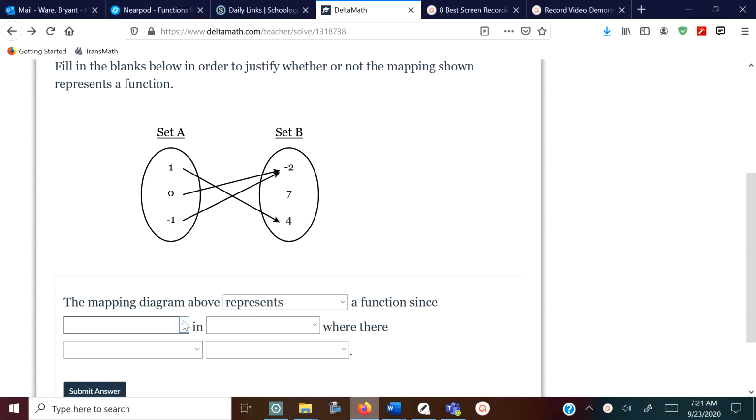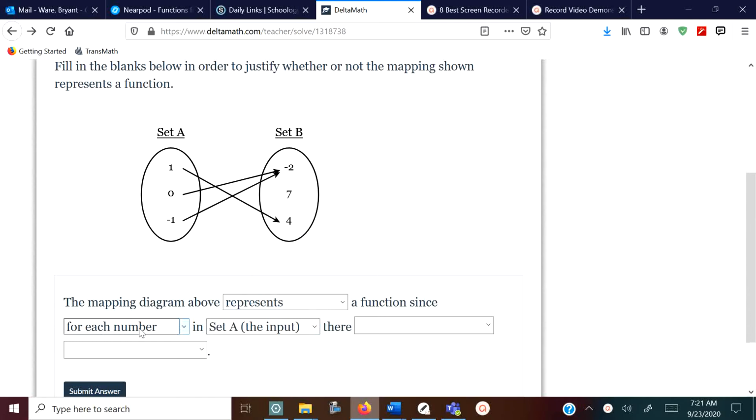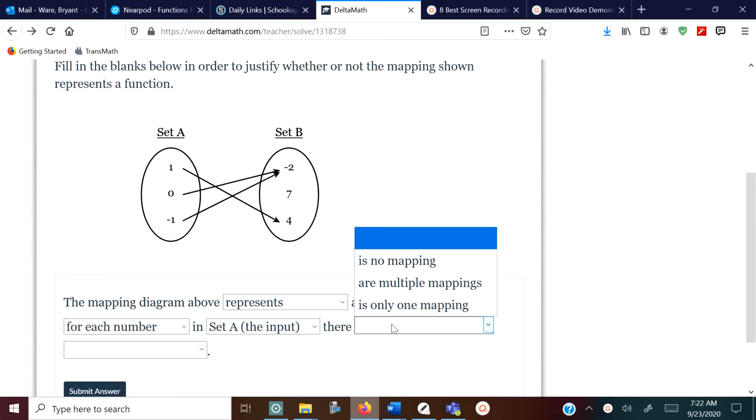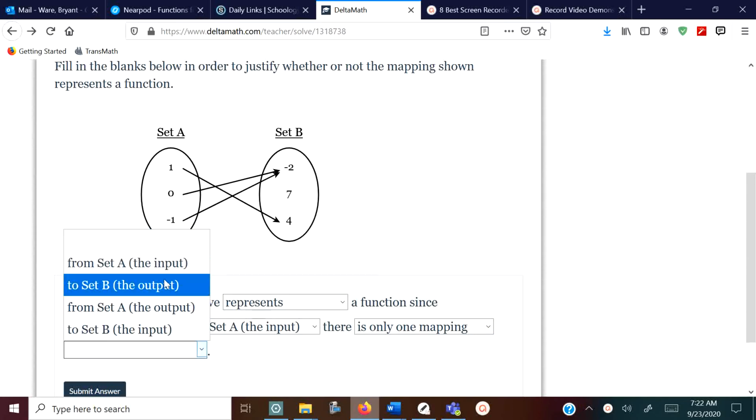Since, and they give you some options here, if it's a function, you want to put for each number. So for each number n, and we'll get it from set A. Remember what I said about set A, the first one, is the input. So for each number in set A, there is only one mapping, which means each line is a mapping. So there's only one mapping for each number going to set B, which is the output.